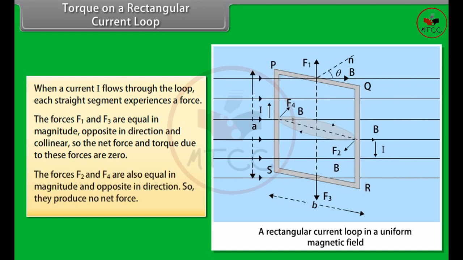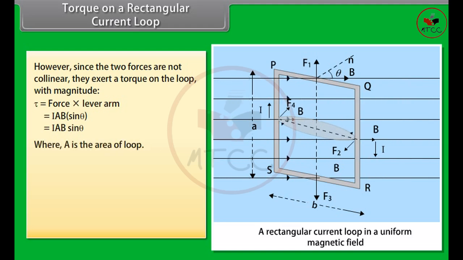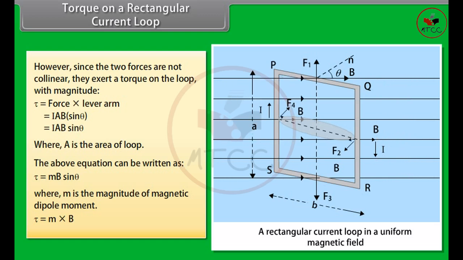The forces F2 and F4 are also equal in magnitude and opposite in direction, so they produce no net force. However, since the two forces are not collinear, they exert a torque on the loop, with magnitude equal to product of force and lever arm, which is equal to I A B sine theta, where A is the area of loop. The above equation can be written as tau is equal to m B sine theta, where m is the magnitude of magnetic dipole moment. Tau is equal to the cross product of m and B.